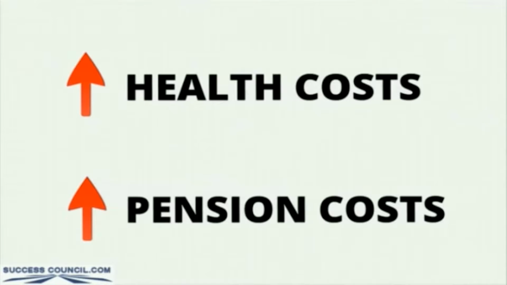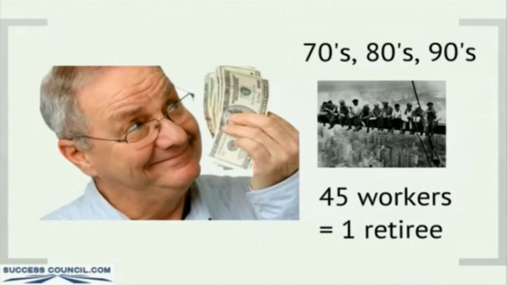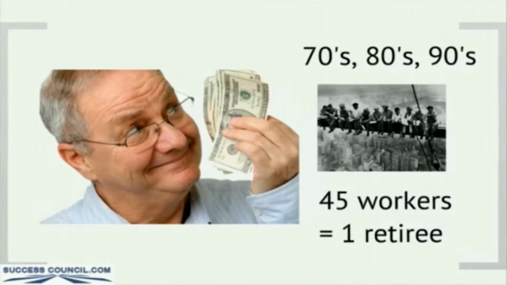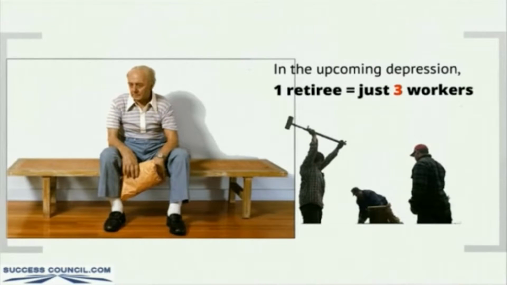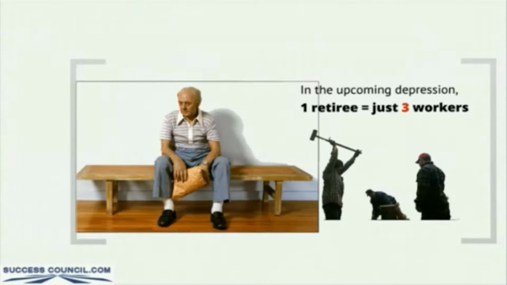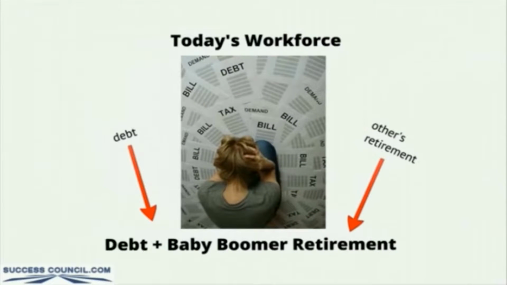You see, when the baby boomers were in the workforce in the 70s, 80s, and 90s, there were 45 workers for every retiree to pay for their pension cost. But as the baby boomers move out of the workforce and into retirement, that figure will change to just 3 workers for every retiree promised a pension. If you aren't furious yet, you will be. Today's workforce in their 20s, 30s, and 40s have no chance whatsoever to pay off the debt or pay for the retirement of the baby boomers, let alone do both at the same time.